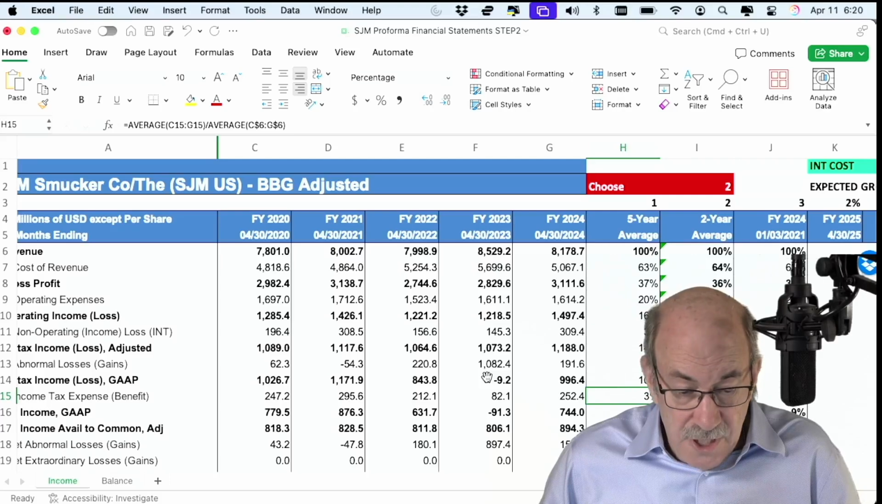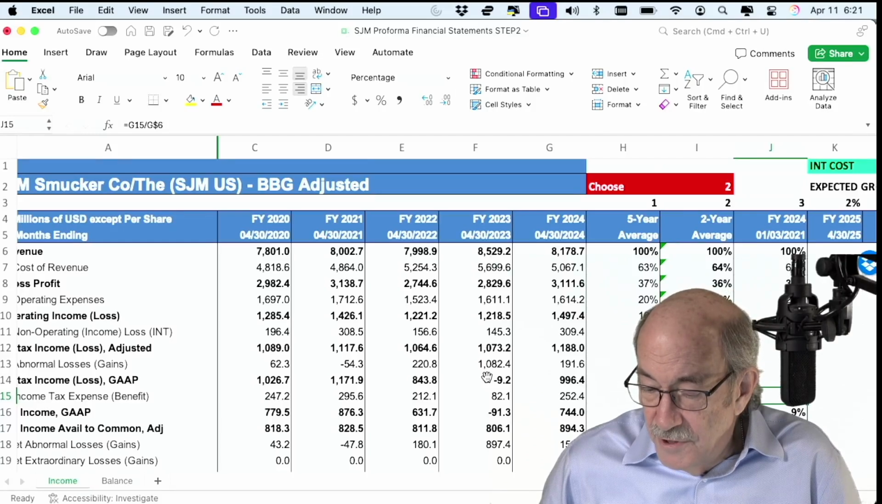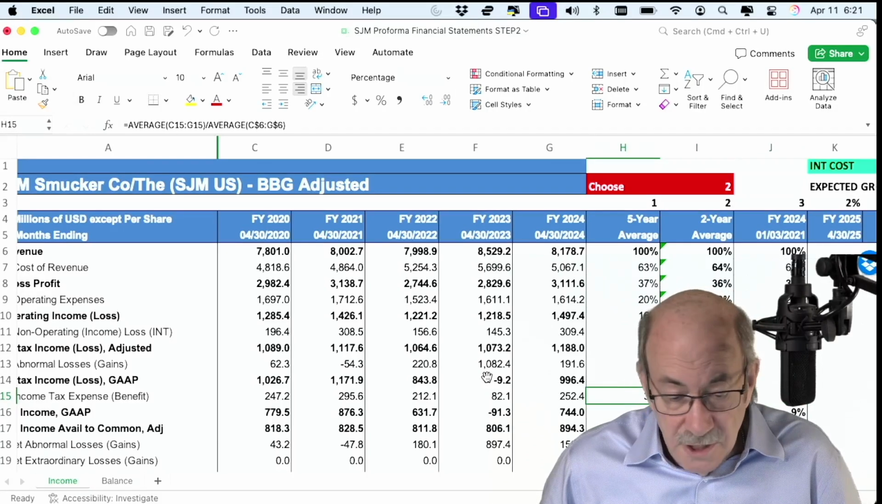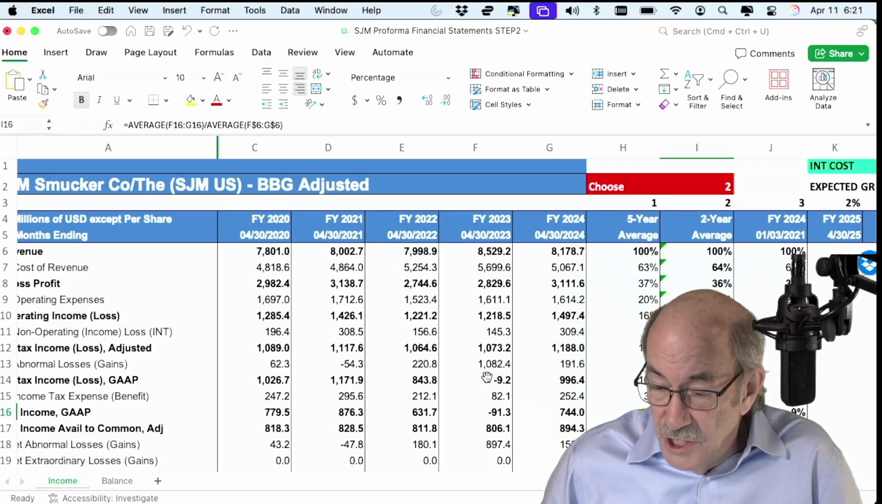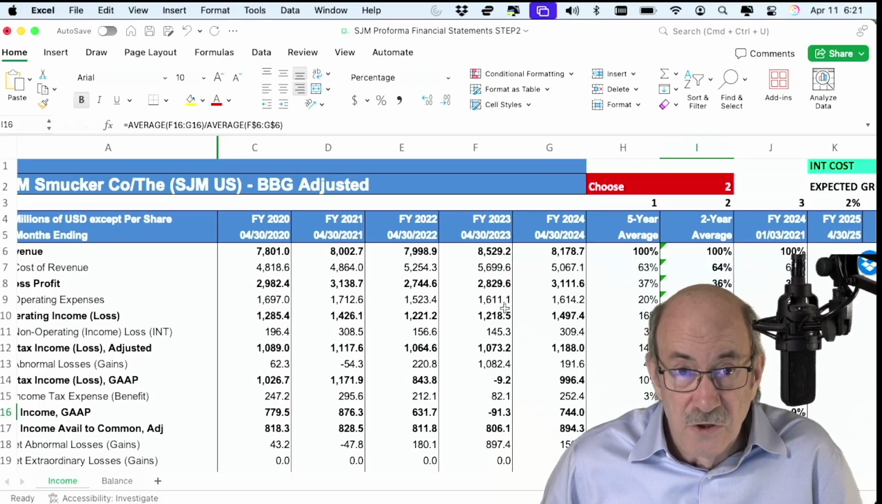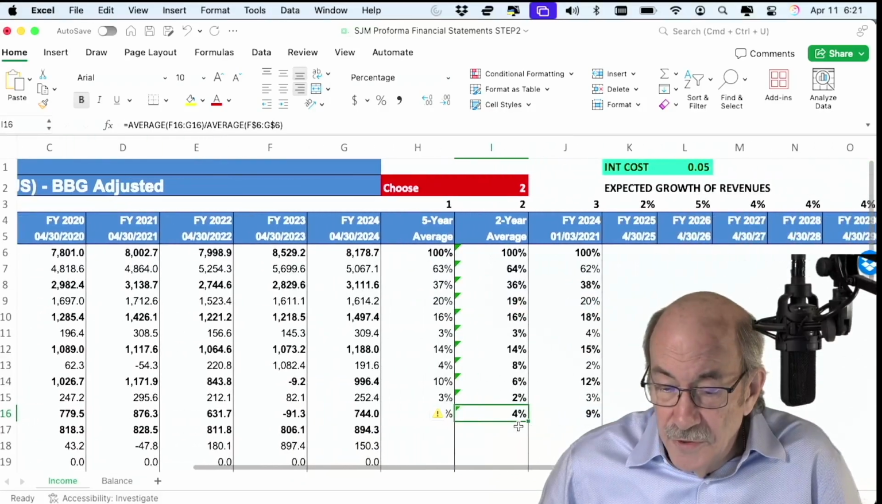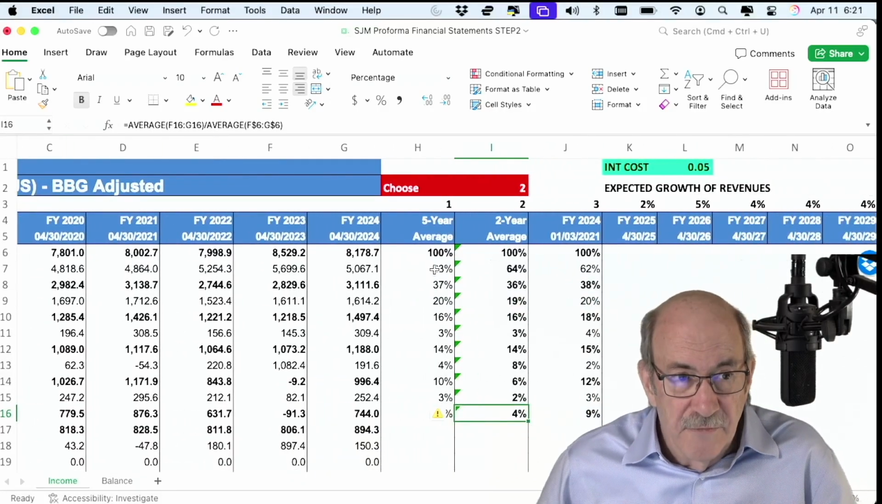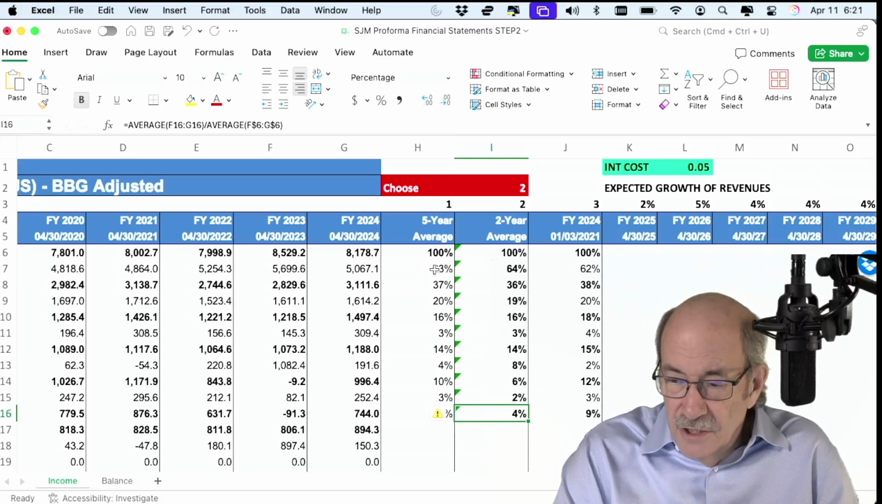And then I look down here at my income taxes, and they all look kind of reasonably the same, regardless of which I use. And then here's my net income. Net income varies a little bit, but that's largely, again, driven by this acquisition in fiscal year 2023. All right, so those are my historical relations in the income statement.